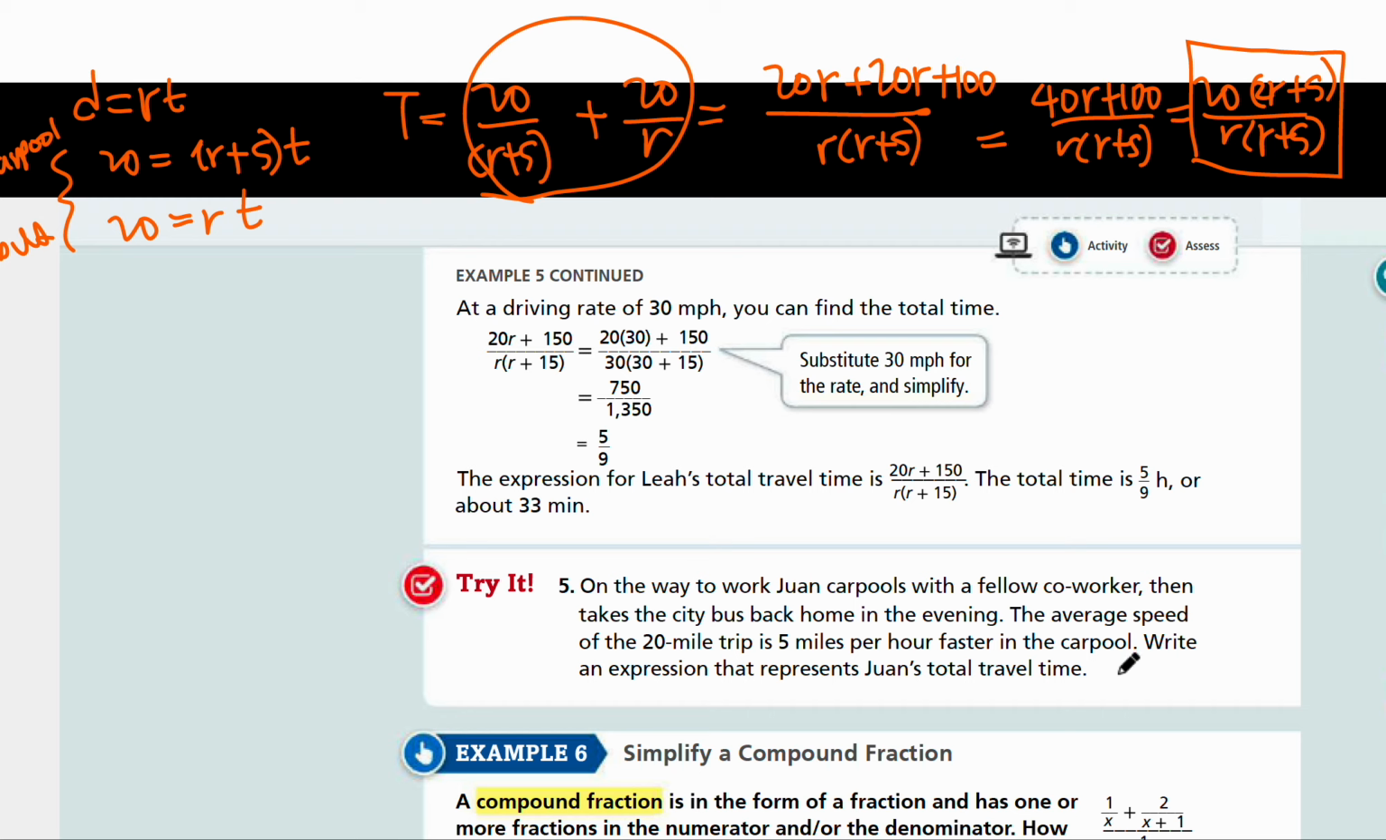Okay, so yeah, here we go. So 20 over r plus 5 plus 20r over r, or 20 times 2r plus 5 all over r times r plus 5 would be our final answer.